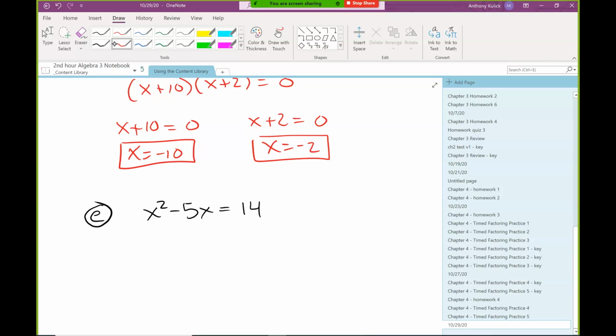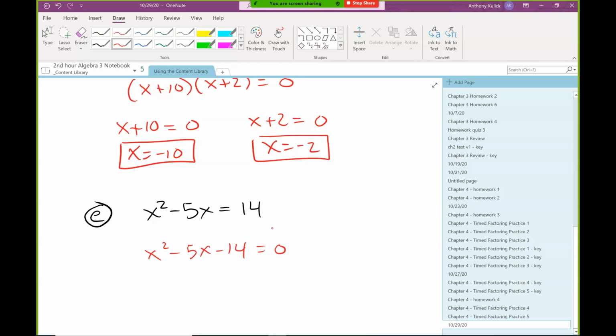Okay, it doesn't have a C value. What else, though? It doesn't equal 0. And we have to have that in order to use the zero product property, right? So what should be the first thing I do? Let's subtract 14 from both sides, right? It's not currently equal to 0, but we can force it to be equal to 0. That's not hard to do.